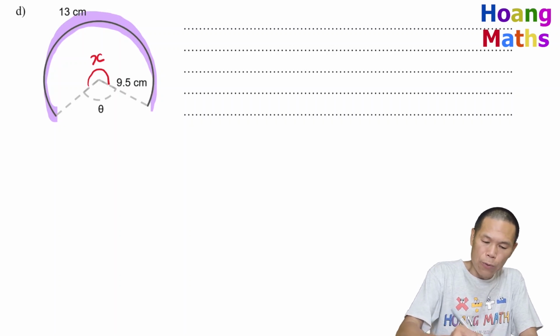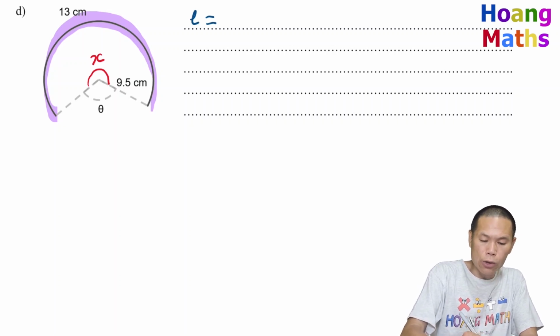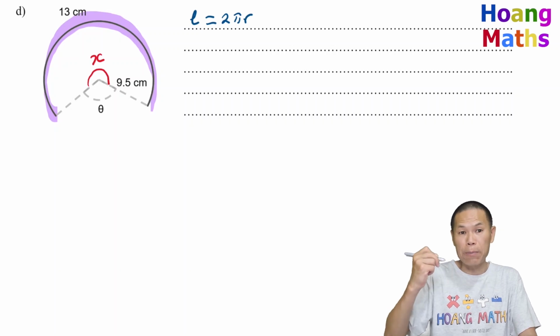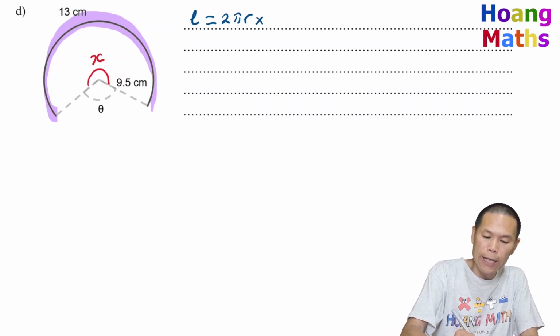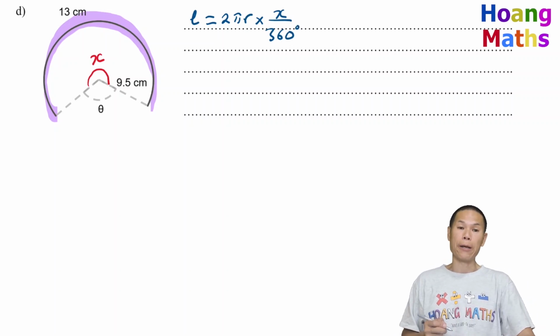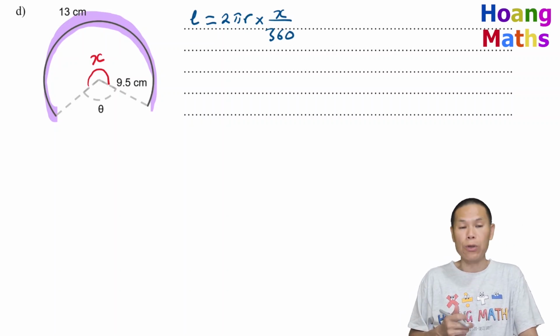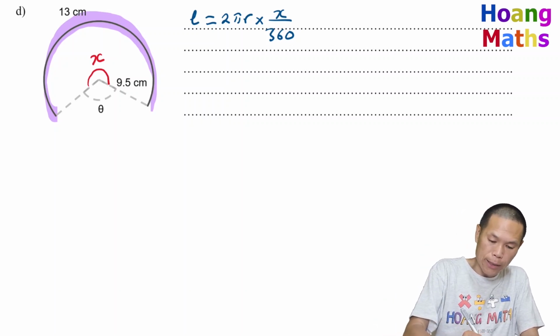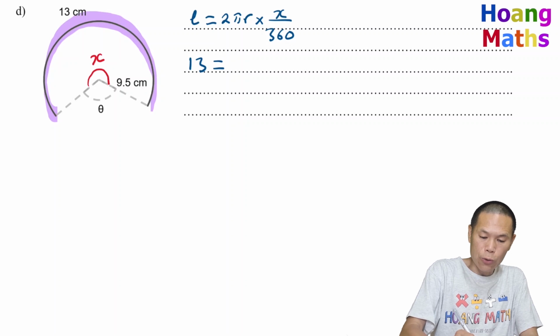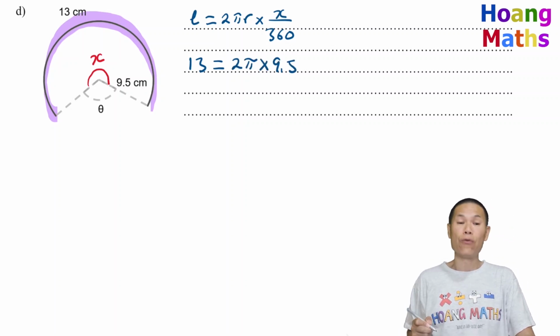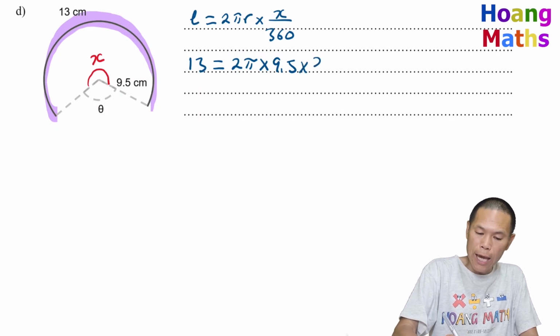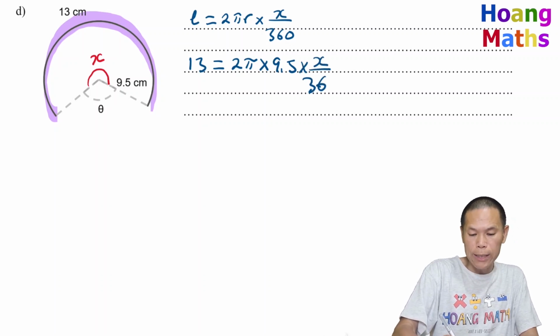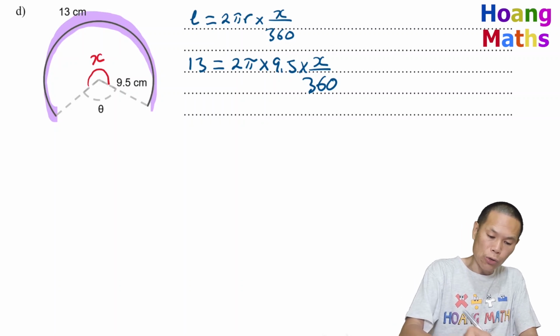So now we know that L is 2 pi r and times a fraction of it, which is times by x over 360 degrees. So please keep that in mind, okay? Or just let me just write 360 will do. We just need to work out mathematically, that's all. And the arc length is 13. So 13 equals 2 pi times 9.5. That is the radius. And we times x out of 360 degrees. And we just need to use calculator.